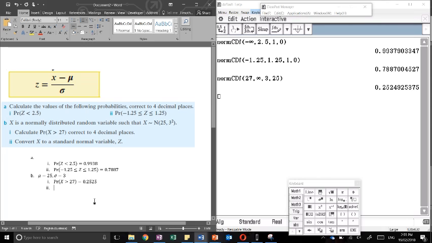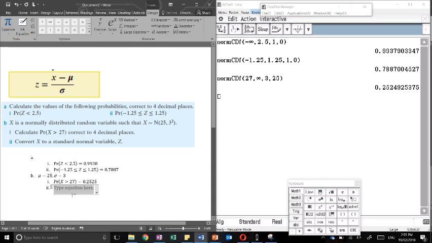Alright, convert X to a standard normal variable Z. So what we need to do is we need to convert using the formula at the top here. So with 27, Z is equal to X, which is 27, minus the mean, 25, and then we need to divide it by sigma, which is 3. That gives us 2/3.